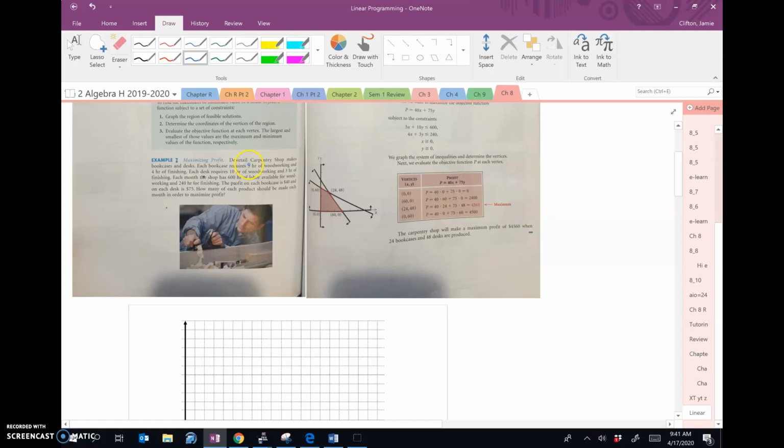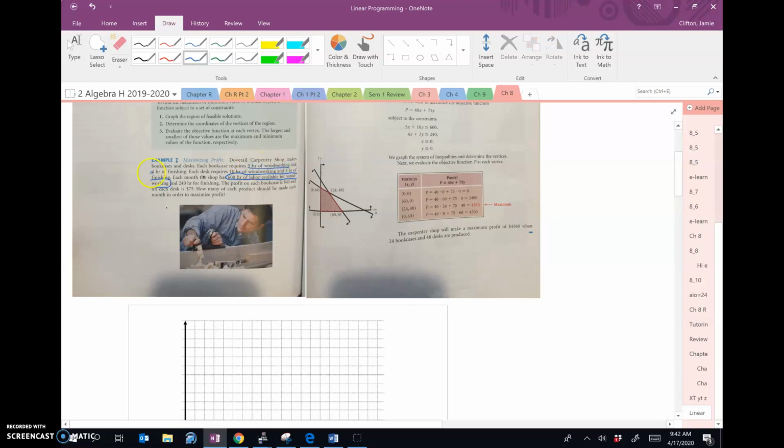It said that they only have 600 hours of labor available for woodworking. That's a constraint. Even though it would obviously be best to make an infinite amount of desks and an infinite amount of bookcases, we can't, because the amount of labor that we have is only 600 hours, at least for the woodworking. All right, let's read where else it talked about woodworking.